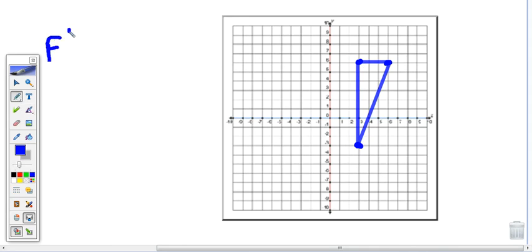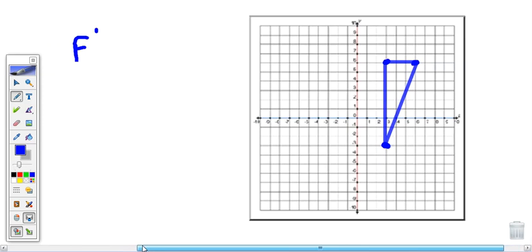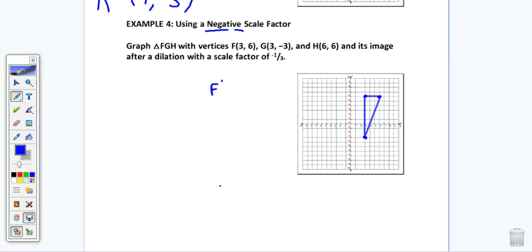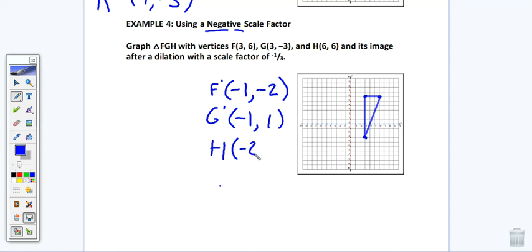F prime would become what, kids? F was originally what? And there's no mention of center here, so we're assuming origin again. So to find my new points, we just multiply by what? So what's negative 1/3 of 3? Well, what's 1/3 of 3? 1. So this is going to make this negative 1 comma what? Negative 2. Okay. What's G prime going to be? Negative 1, 1. And how about H prime? It's going to be -2, -2.